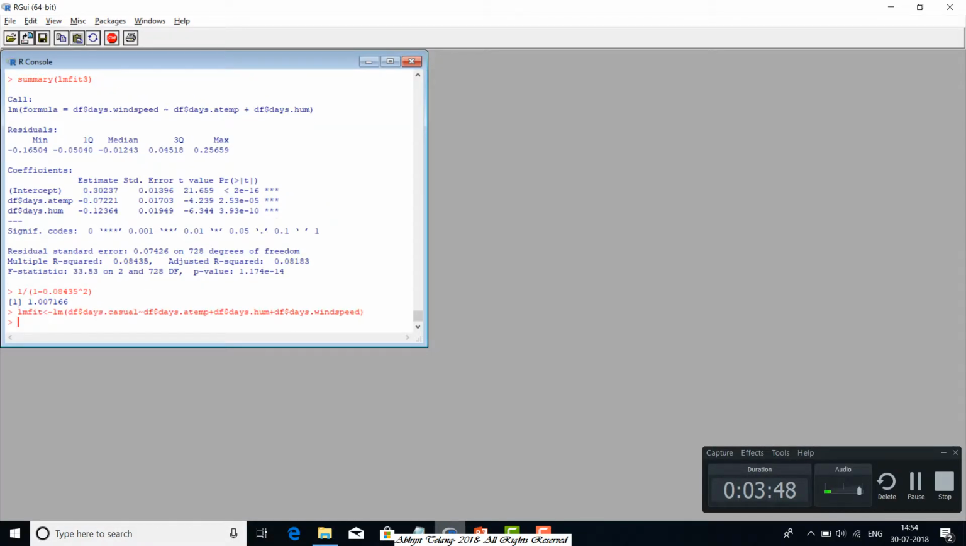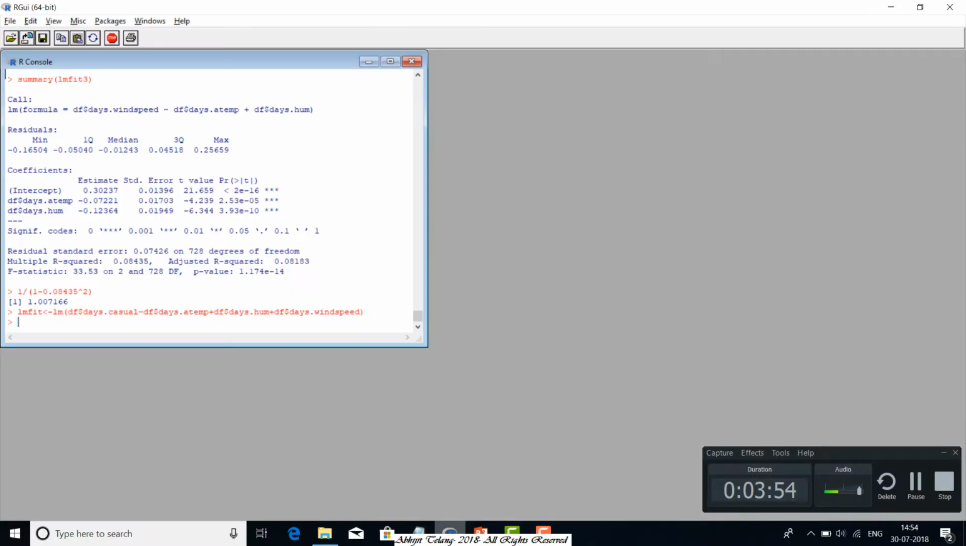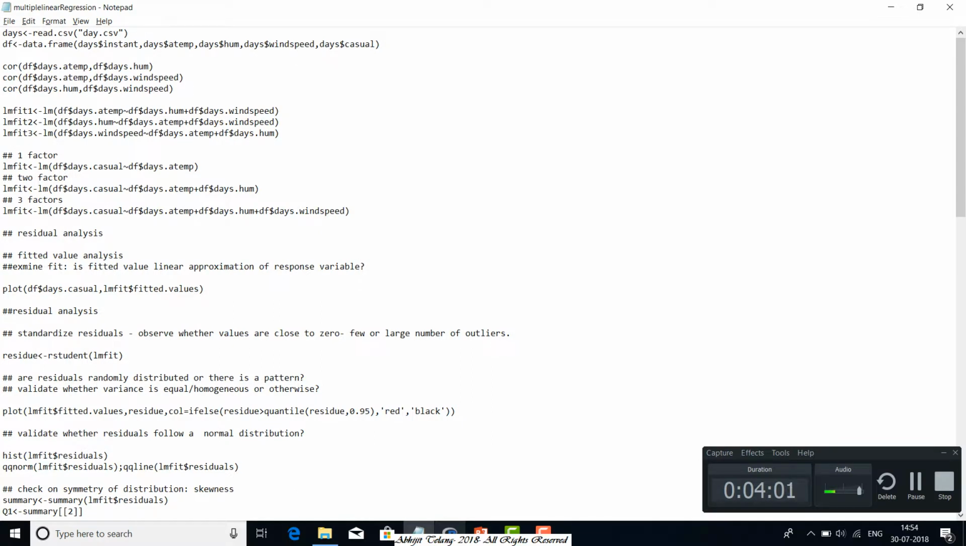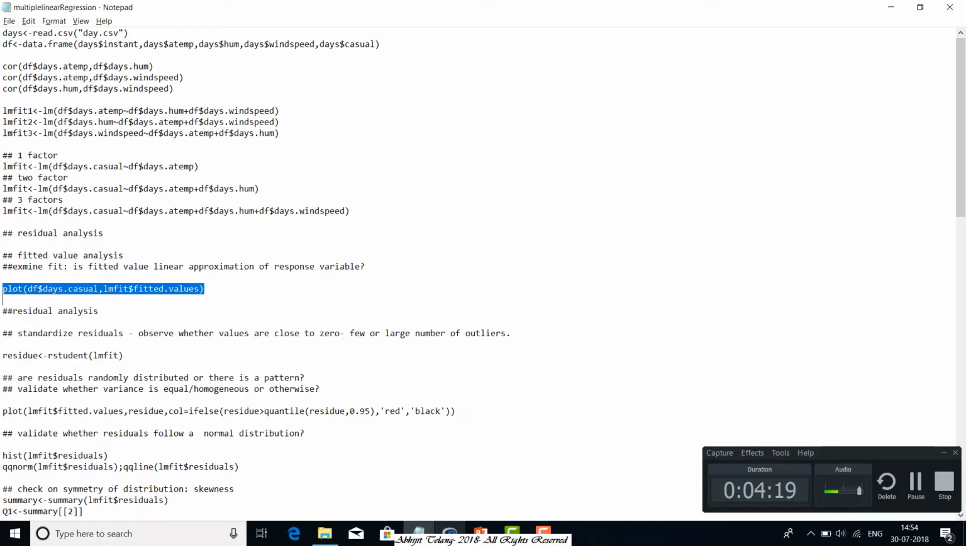So we'll quickly do that here, and then I can proceed with my residual analysis to understand how well this model is fitting for a given set of response variables and input variables. I can quickly do a plot of the original response variable versus the fitted values. I can see that it's not a straight line, so there's some kind of relationship that is not yet captured, and that's how I have to revise my model.